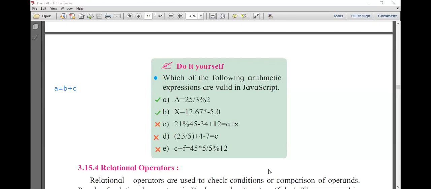Okay, someone has unmuted their mic. Whose mic is unmuted? Yes. Gaurish.